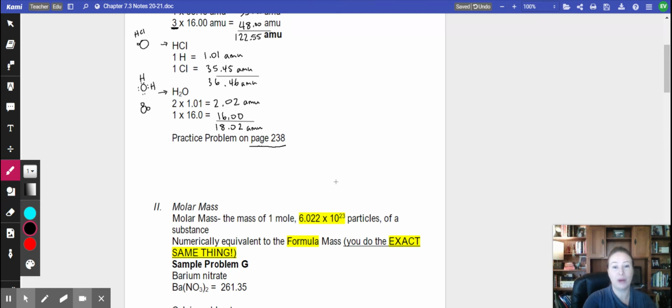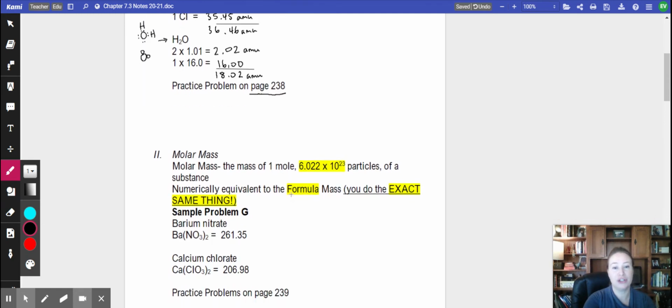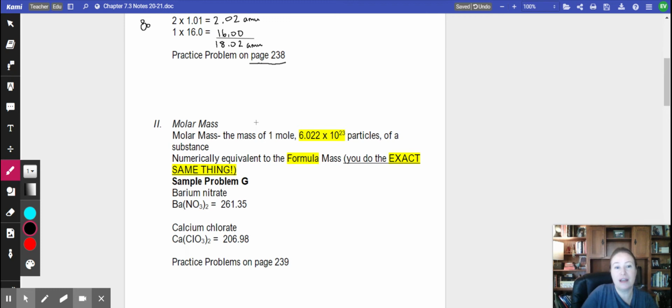The second part, here's the trick, we're not learning anything different. The molar mass is the mass of 1 mole. That makes sense, right? The mass of 1 mole of something. So a mole is a huge number of atoms. The mass of that huge number is called the molar mass.